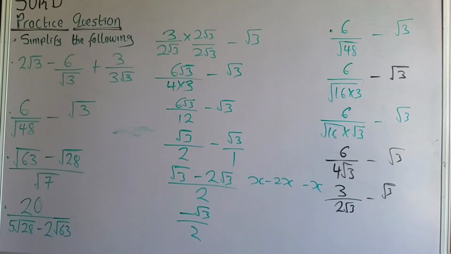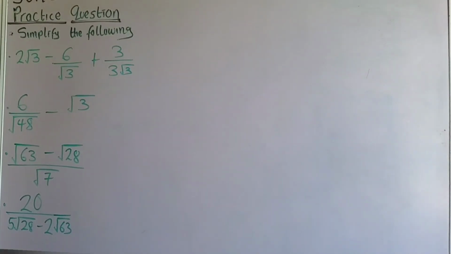I want you to attempt the third question by yourself. That is root 63 minus root 28 all over root 7. Try that question and tell me your answer in the comment section. Or you should pause this video, then try the question. When you are done, then you tell me your answer in the comment section. Do you understand? Let's proceed to the third question.